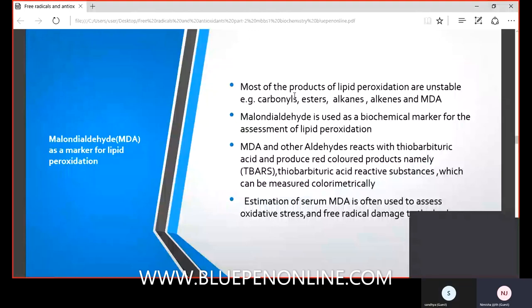So, MDA and other aldehydes react with thiobarbituric acid and produce red colored products, namely TBARS, thiobarbituric acid reactive substances, which can be measured colorimetrically. Estimation of serum MDA is most often used to assess oxidative stress and free radical damage to the body. That's about malondialdehyde, which is used as a marker for lipid peroxidation.